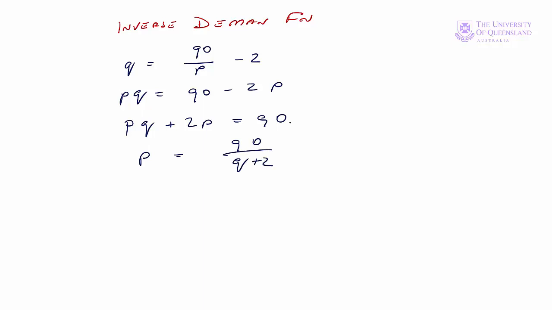And now for the inverse supply function. We start with Q equals P minus 1 and solve for P, which is quite straightforward. We'll have P is equal to Q plus 1. Now we can solve for our equilibrium values of quantity and price.